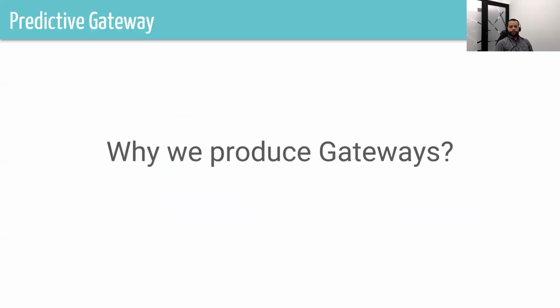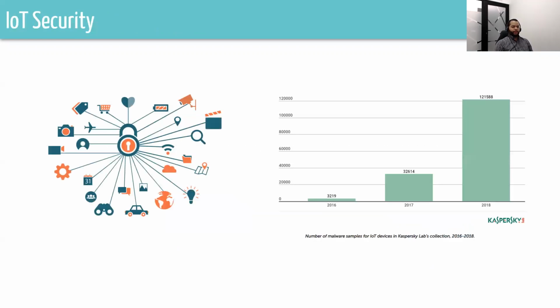Why does Predictive produce the gateway appliances? In the last few years, we have seen a rise of the attacks against IoT devices. It only takes one unpatched or badly configured IoT device to be exposed into our internal network or be compromised by a hacker or a malicious user, and then the whole network is broken down to its knees in terms of security.